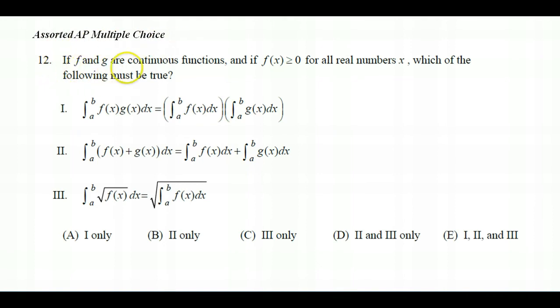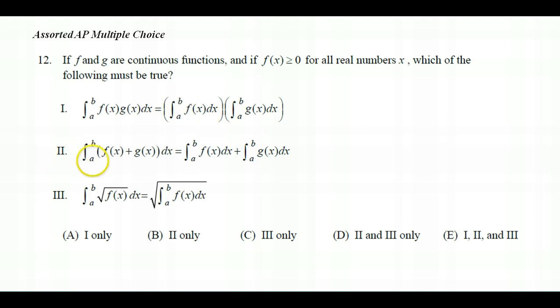This one says if f and g are continuous functions, and if f of x is always positive for all real numbers x, which of the following statements must be true? So this first one says that the integral from a to b of f of x times g of x dx is the same as the integral from a to b of f of x times the integral from a to b of g of x. This is not a property of definite integrals. So we had that list of properties of definite integrals, and there's no such product rule of any kind that works like this. So this one is not true.